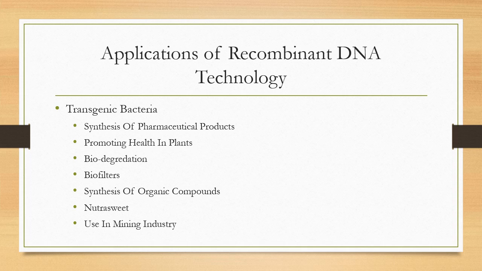And the other application of recombinant DNA technology is synthesis of organic compounds. The catalyst acts on precursor molecules during synthesis of organic chemicals. Bacteria can be used in place of these catalysts, and these bacteria carry out the synthesis of these compounds. For example, aspartame is a dipeptide sweetener. It is known as NutraSweet. It is prepared by transgenic bacteria.